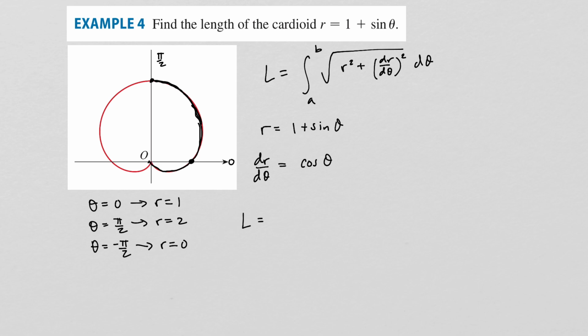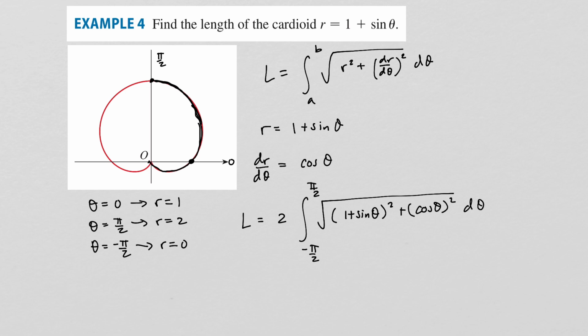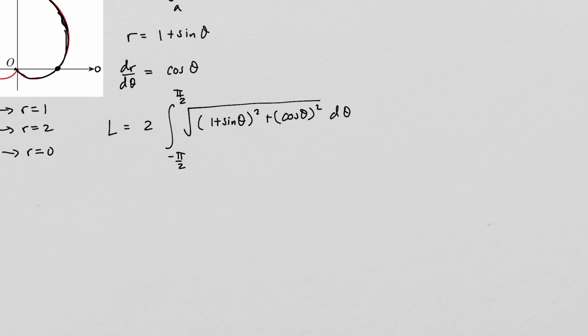So to get the length, we will do 2 times the integral from negative pi over 2 to positive pi over 2. And then we have the square root of r squared, which is (1 plus sine of theta) quantity squared, plus (dr d theta) squared, which is (cosine of theta) quantity squared. And now we just need to do the math here.